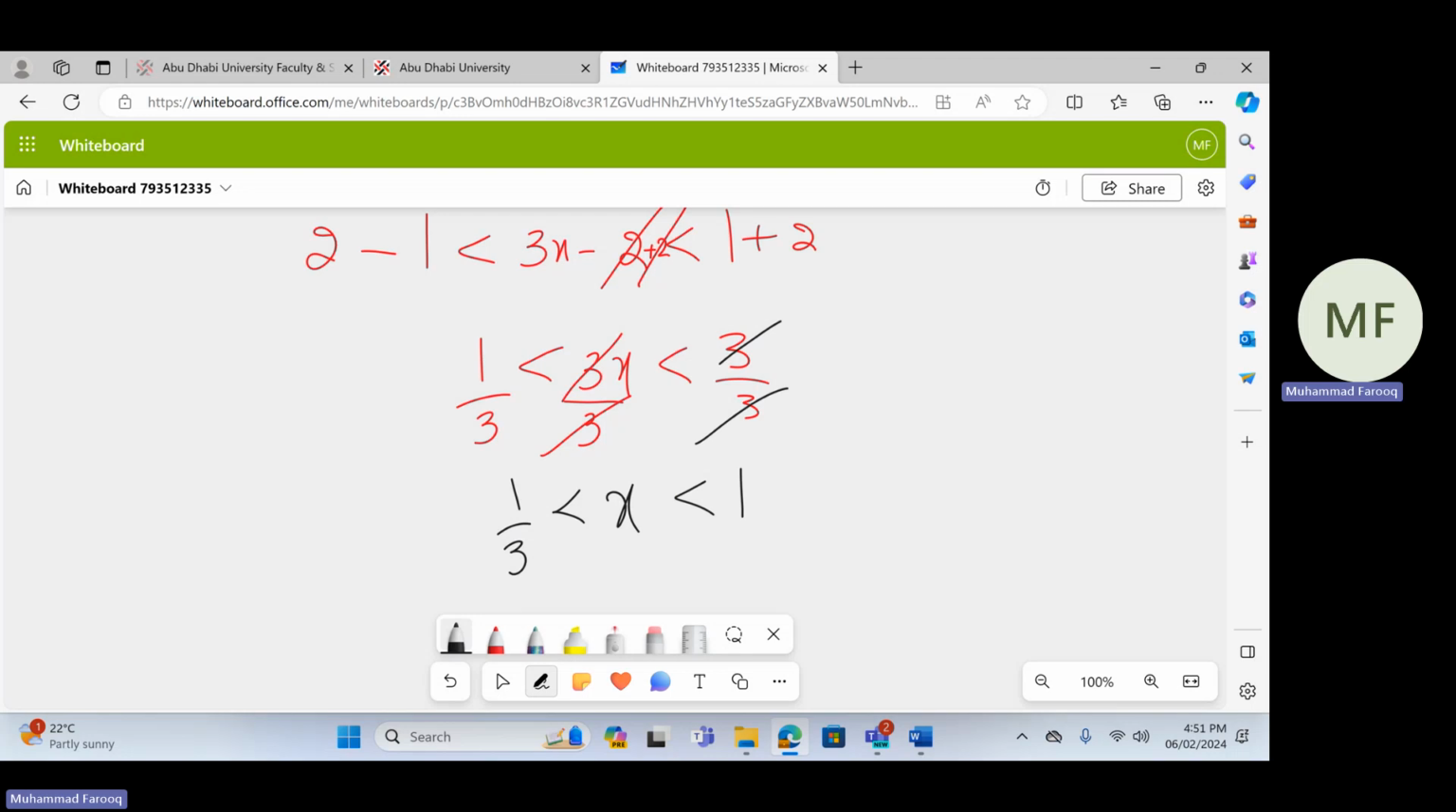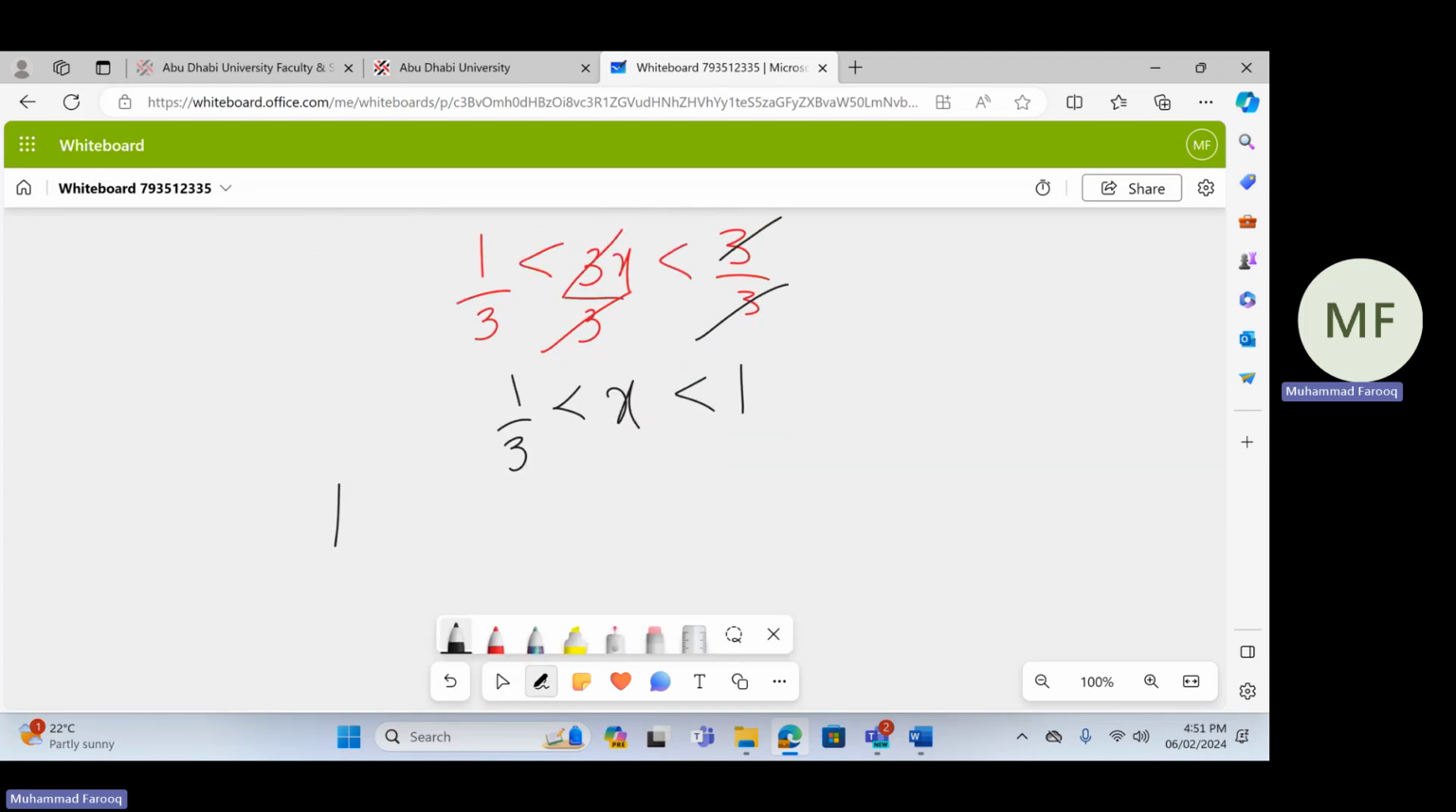So what is the interval of convergence? From 1/3 to 1. That's it, part A done. My capital I is open or closed? Open, it's always open here. 1/3 and 1, this is the capital I. We divide by 3 to make x alone, because we need only the x value. Is that clear?